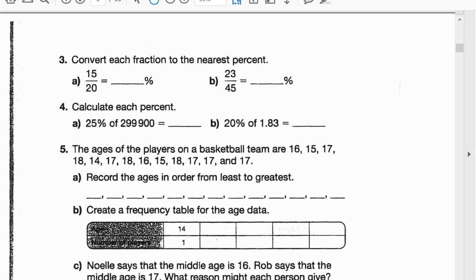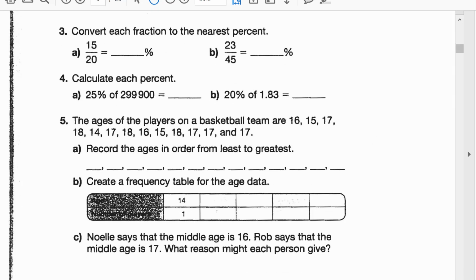All right, number 3. If you haven't guessed, this statistics unit is about percents, frequencies, and mode, median, kind of averages. So convert each fraction. In your calculator, all you have to do is 15 divided by 20 times 100, which is 75%. 23 divided by 45 times 100 is going to give you 51%.